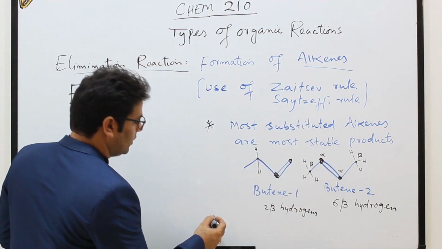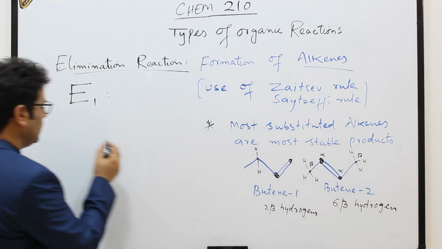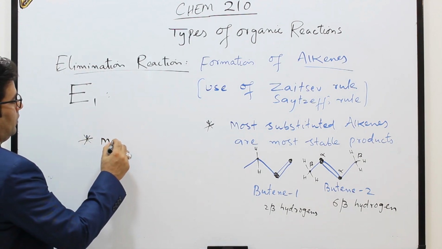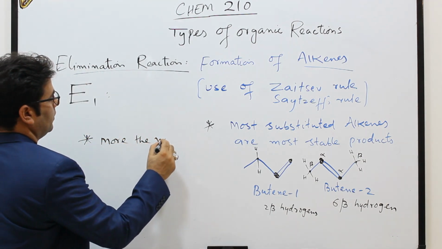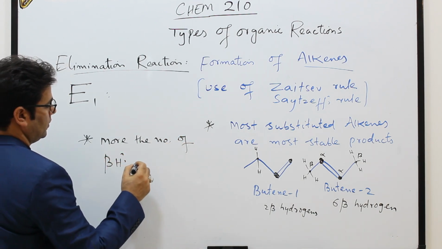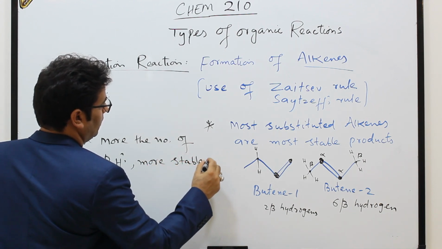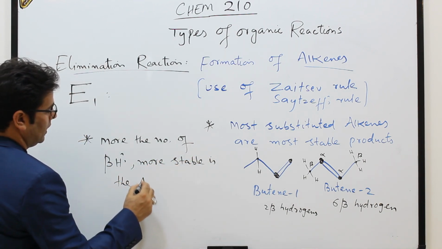In another way, it is saying the more the number of beta hydrogens, the more stable is the alkene.